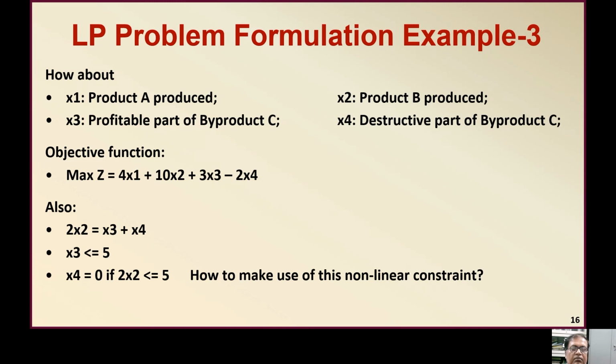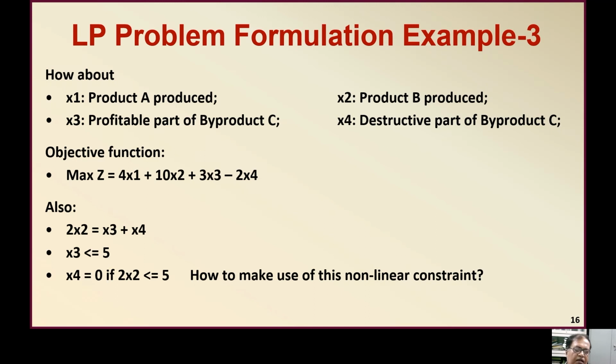That is also fine. But now we have an additional constraint. What is that? The 2x2 is the total byproduct produced. If the total byproduct produced is greater than or equal to 5, then x4 will come into the picture. But that is taken care of by 2x2 equal to x3 plus x4. There is no problem at all. But the difficulty is that, since x3 is less than or equal to 5, if 2x2 is more than 5, then it is very clear that x3 would be 5 and the remaining portion will be x4.